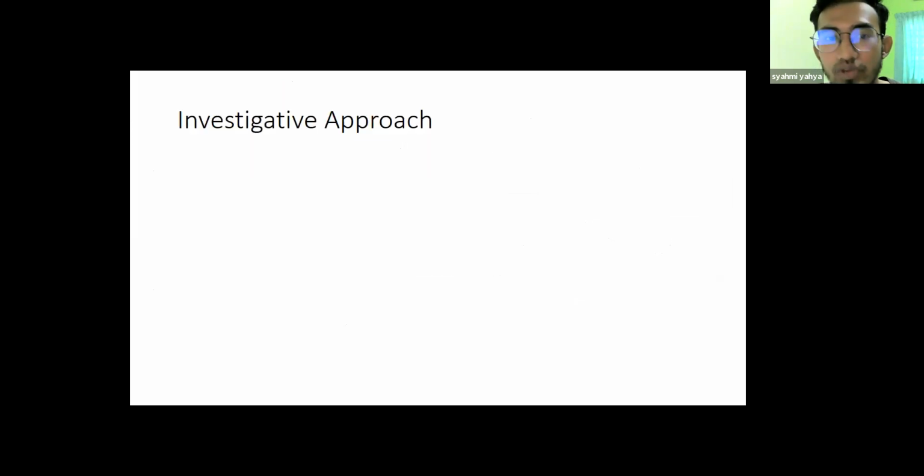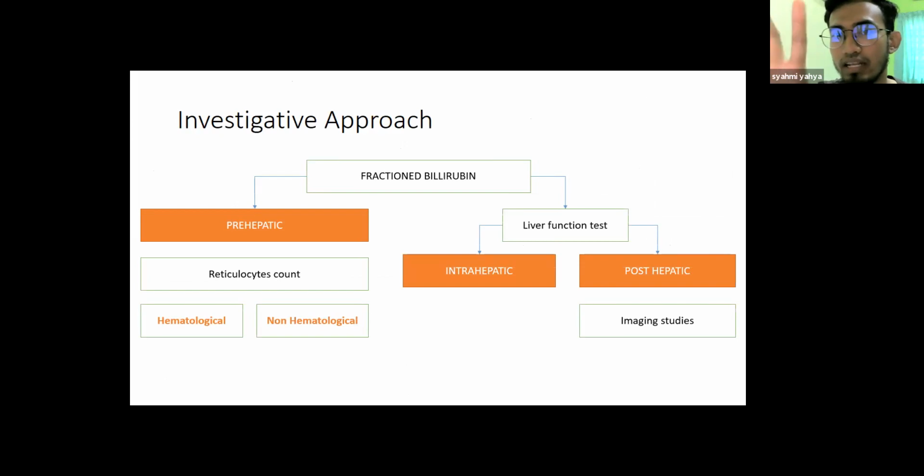Then we go with the investigative approach. As I mentioned, we need to identify whether it is prehepatic, intrahepatic, or posthepatic. We can do that by checking the fractionated bilirubin. If it is unconjugated, it may suggest prehepatic. But if conjugated bilirubin increases, it may suggest posthepatic. If AST and ALT are increased, it may suggest intrahepatic. However, it is only a suggestion, not definite; it is not mandatory that it must be intrahepatic or posthepatic. We must do further investigation.